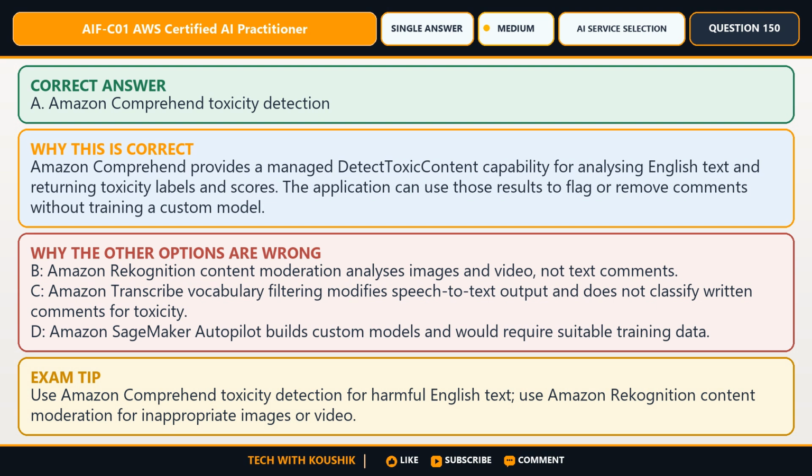Use this elimination rule in the exam. Use Amazon Comprehend toxicity detection for harmful English text. Use Amazon Rekognition content moderation for inappropriate images or video.